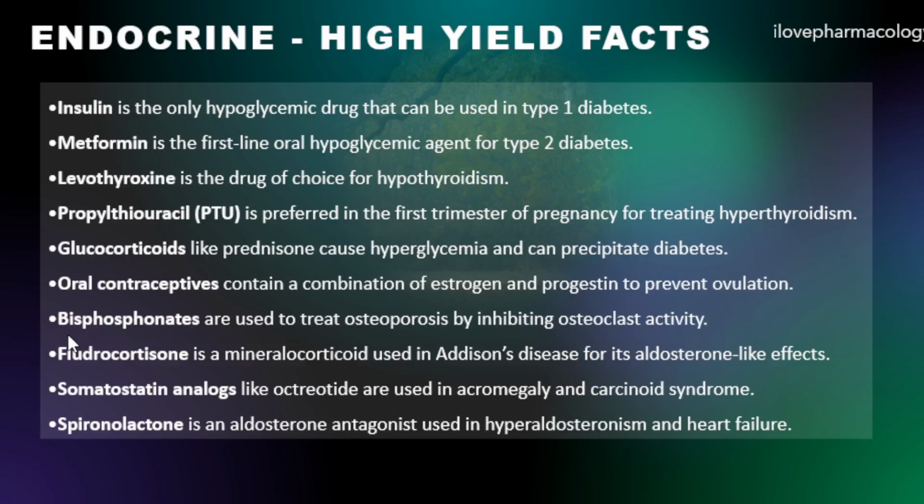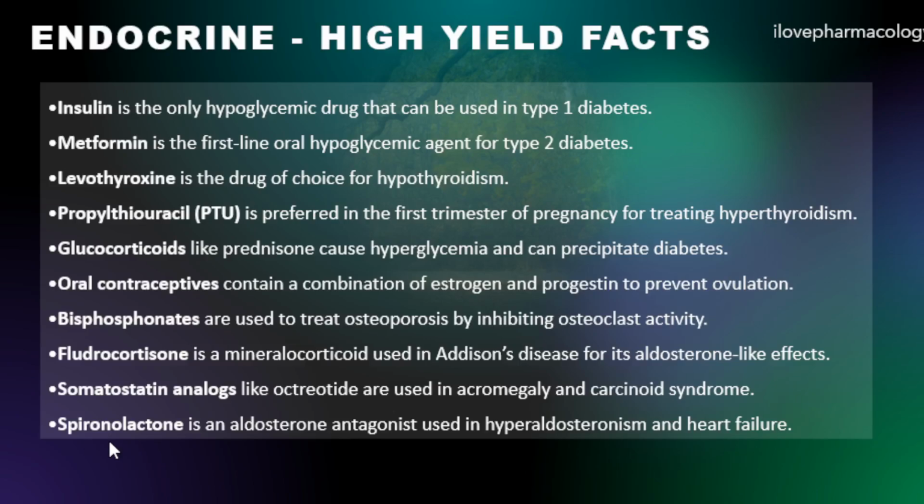So bisphosphonates are used in connection with osteoporosis. Bisphosphonates are used to treat osteoporosis by inhibiting the osteoclastic activity. Fludrocortisone is a mineralocorticoid which is used in Addison's disease for its aldosterone-like effects. Coming to the somatostatin analogs like octreotide, which are mainly used in the treatment of acromegaly and carcinoid syndrome.